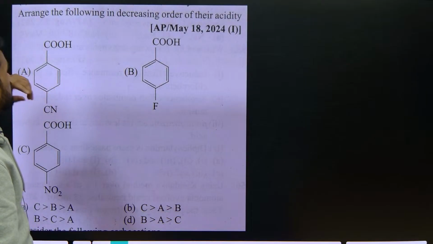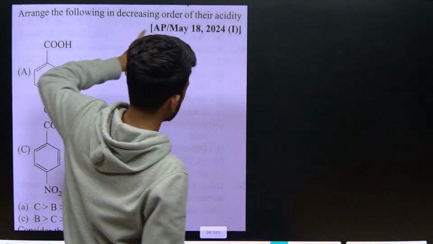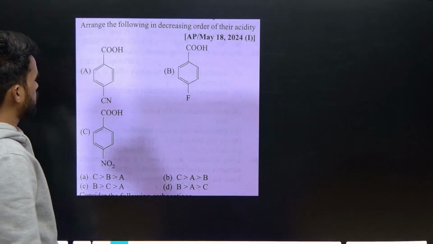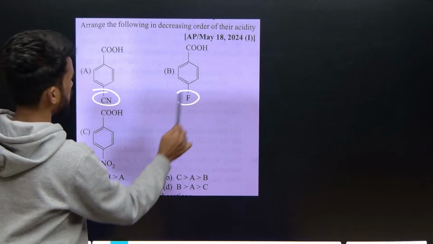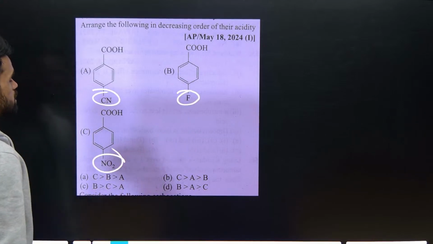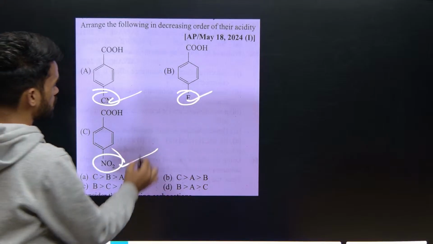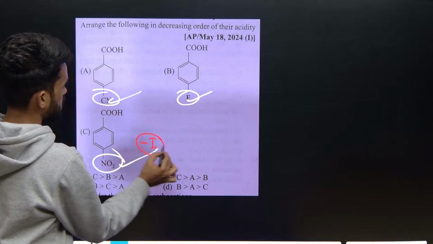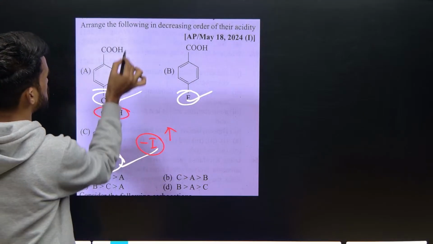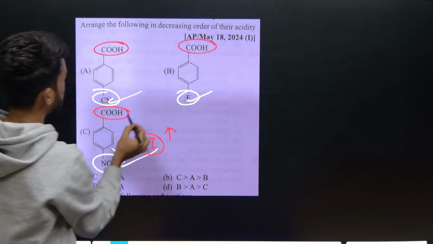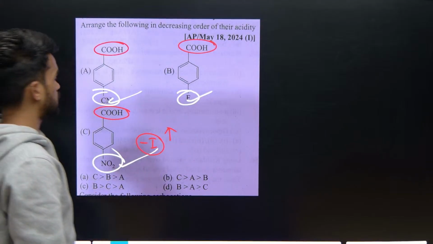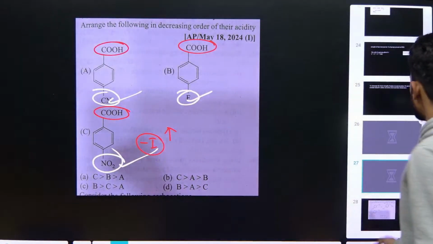Arrange the following in the decreasing order of their acidity. So which is more acidic here? See, I have SCN, I have F and NO2. We know cyanide, fluorine and nitro group, all of them are minus I groups only. We know minus I groups increase the acidic nature of carboxylic acids. But which is the strongest minus I group out of these three? Nitro group.